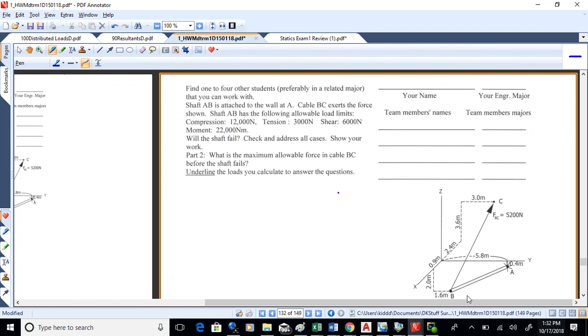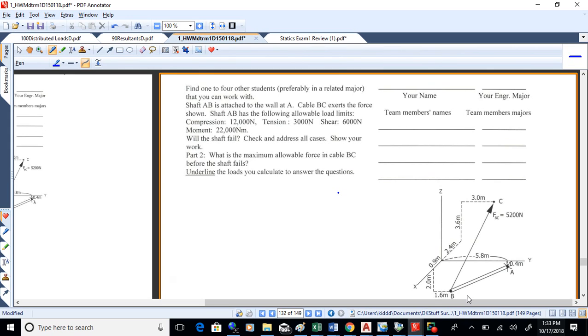All right, so what we know here is we've got 5,200 newtons in that cable. We've got the coordinates on everything. So that's another thing to get ready for on this test: reading those dimensions. And let's see if this shaft is going to break. The fancy engineering word for breaking is called failing. So is this shaft going to fail?